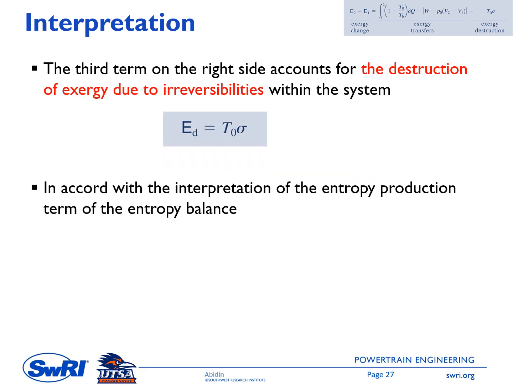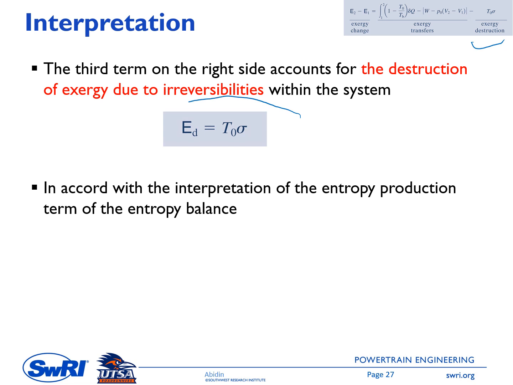And then the third term on the right side, so this one, accounts for the destruction of exergy due to irreversibilities within the system, okay, within the system only, because the environment is assumed to have no irreversibility. So no irreversibility inside the environment. So in accord with the interpretation of the entropy production, a term of the entropy balance.